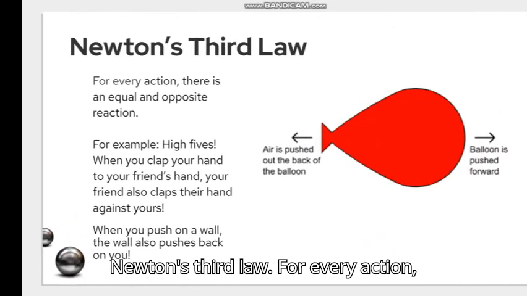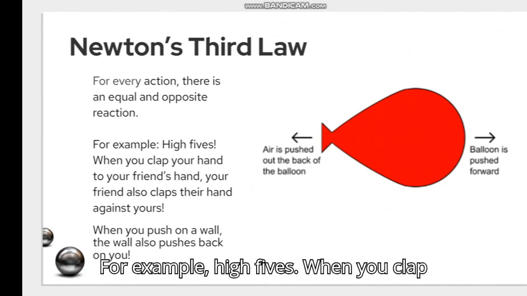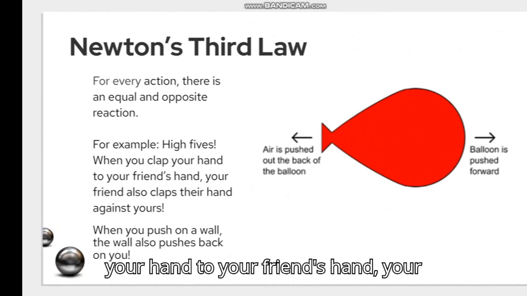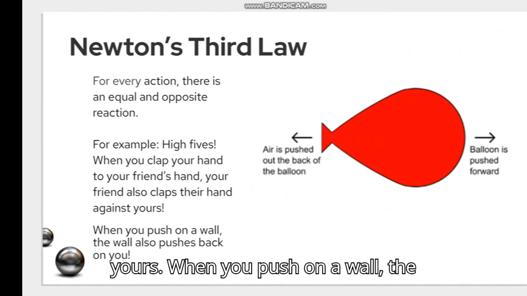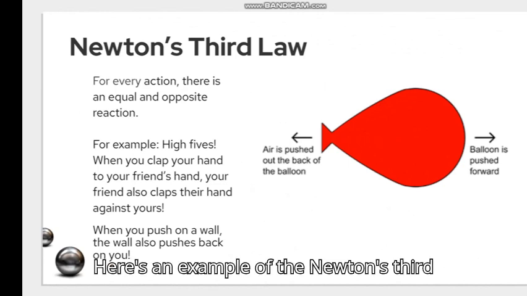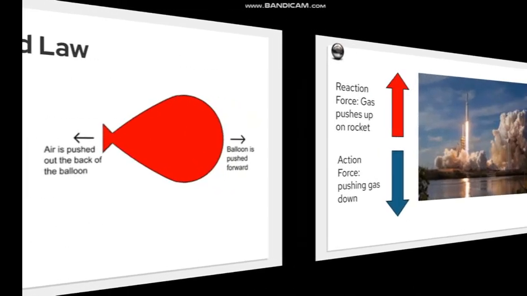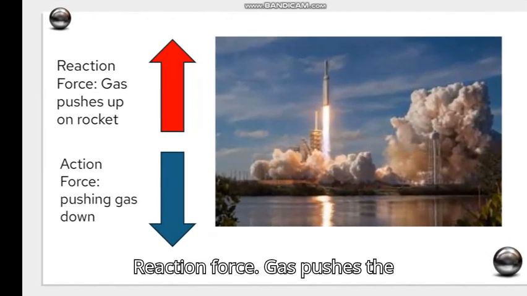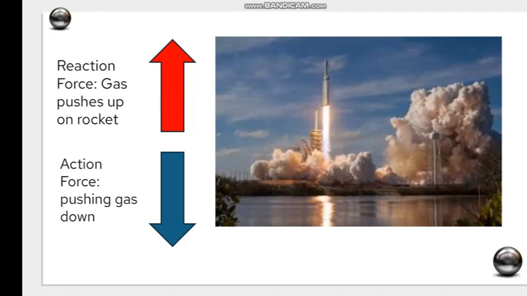Newton's third law. For every action, there is an equal and opposite reaction. For example, high fives. When you clap your hand to your friend's hand, your friend also claps their hand against yours. When you push on a wall, the wall also pushes back on you. Here's an example of Newton's third law with a balloon. Reaction force: gas pushes the rocket up. Action force: pushing gas down.